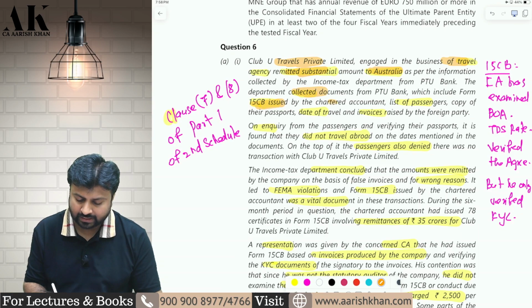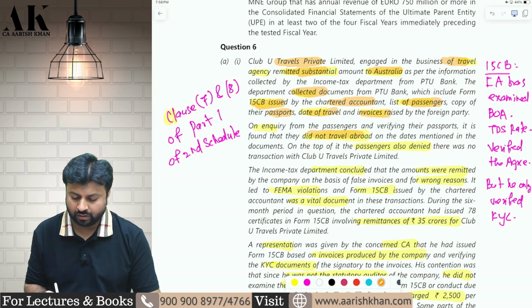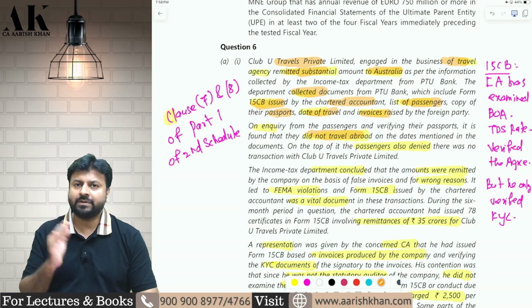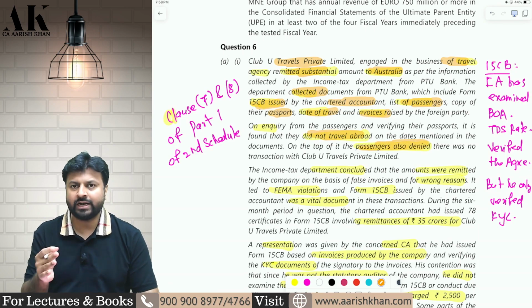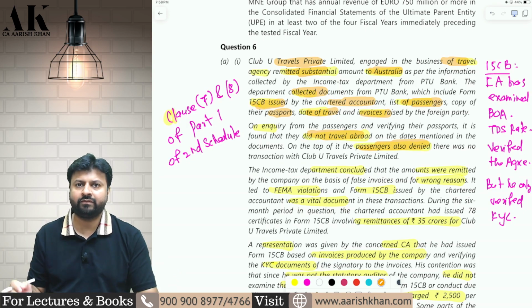Form 15CB is collected by chartered accountants, along with the list of passengers, copy of their passports, date of travel, invoices, and they came to know that nothing has happened. All of them are fake. The income tax department contacted the passengers also. They also denied it, saying we haven't gone anywhere. These are all fake documents.